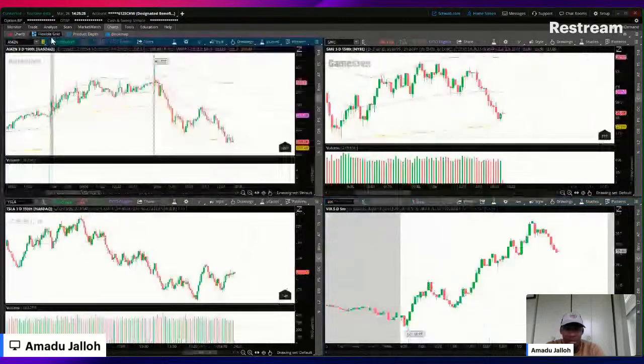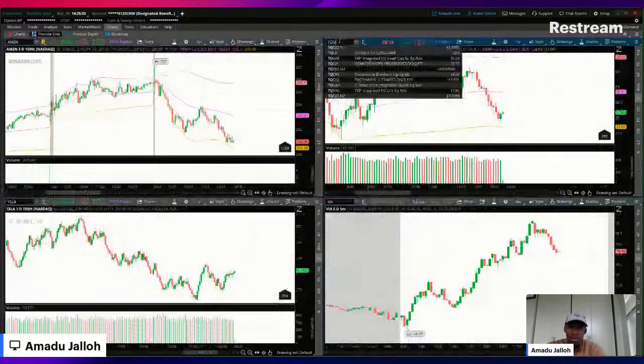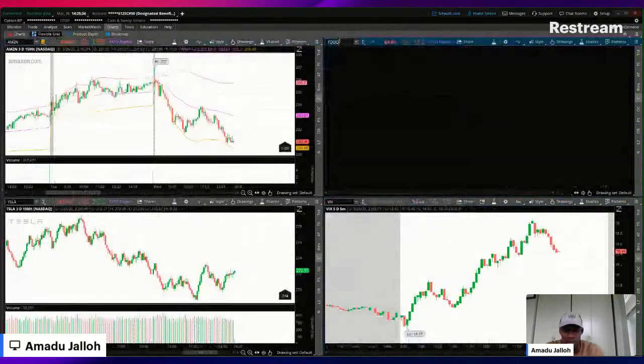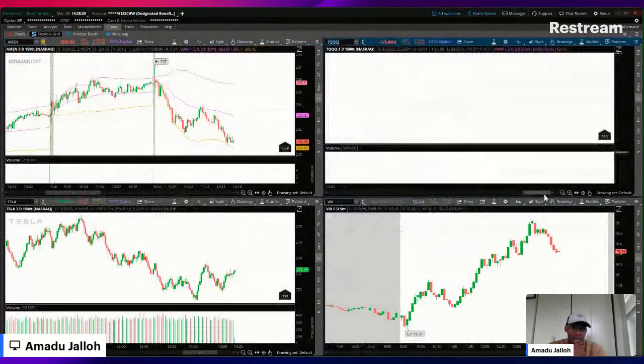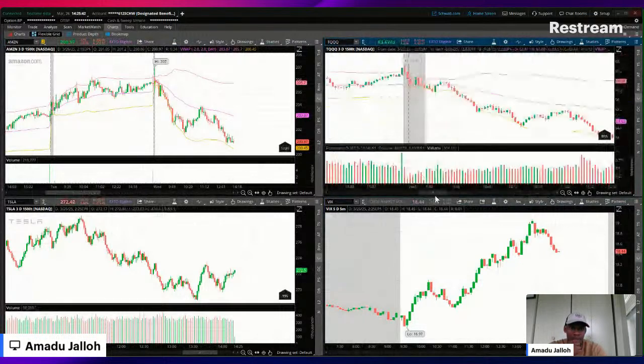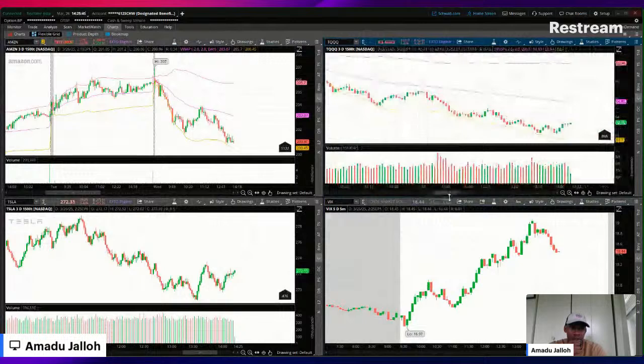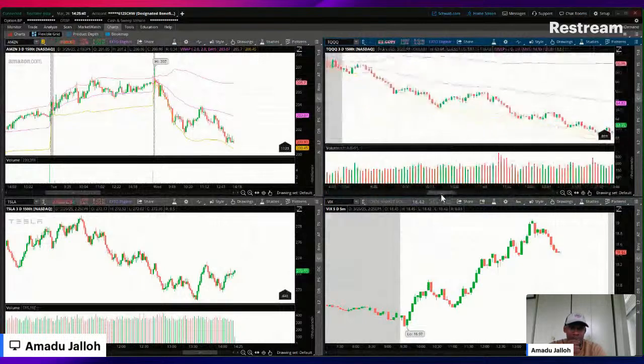IBIT. Let's see the TQs. Oh yeah, I forgot to look at the TQs. Look at this downtrend there. TQs is also down 5.42%. Yeah, look at that level. Let's look one more time at the futures. Yeah, nothing to look at.